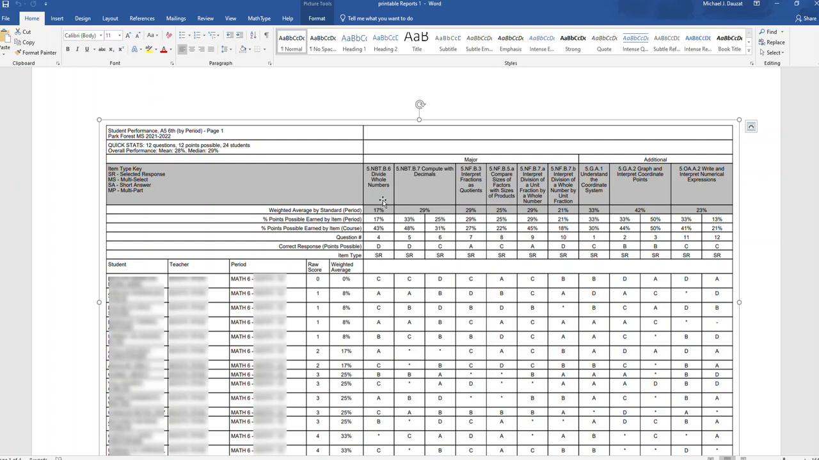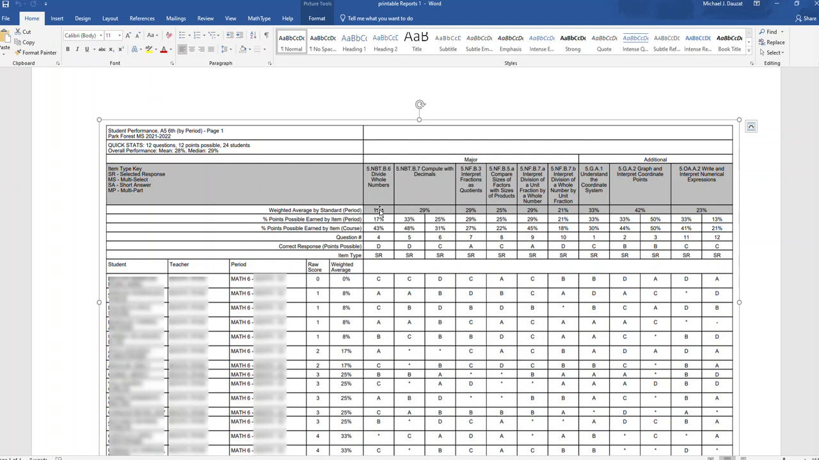Okay, now notice that all of the standards that were on that assessment are located here. So you have 5 NBT B6, divide whole numbers. That was one question. It was question number 4. See that? Question number 4. For 5 NBT B7, compute with decimals, there were 2 questions, questions 5 and 6, that dealt with this standard, and so on.